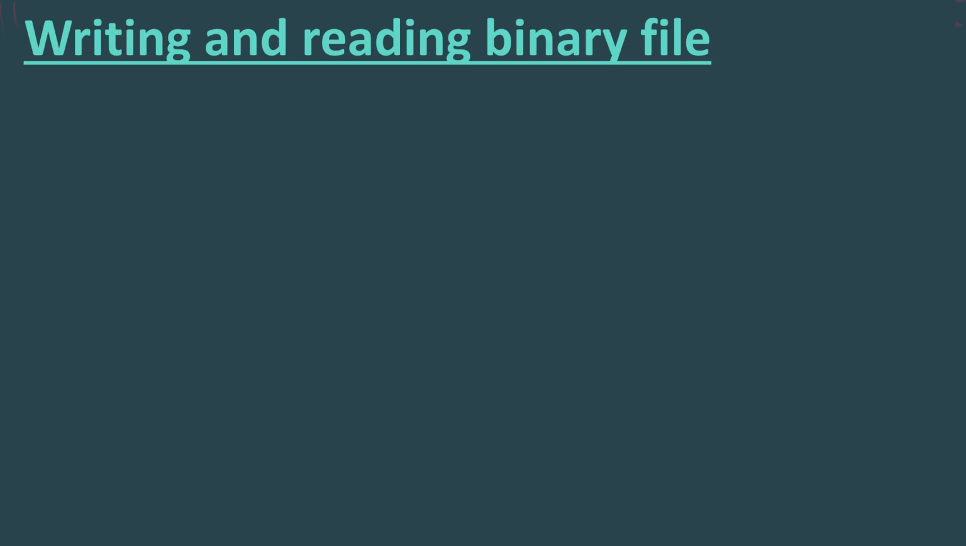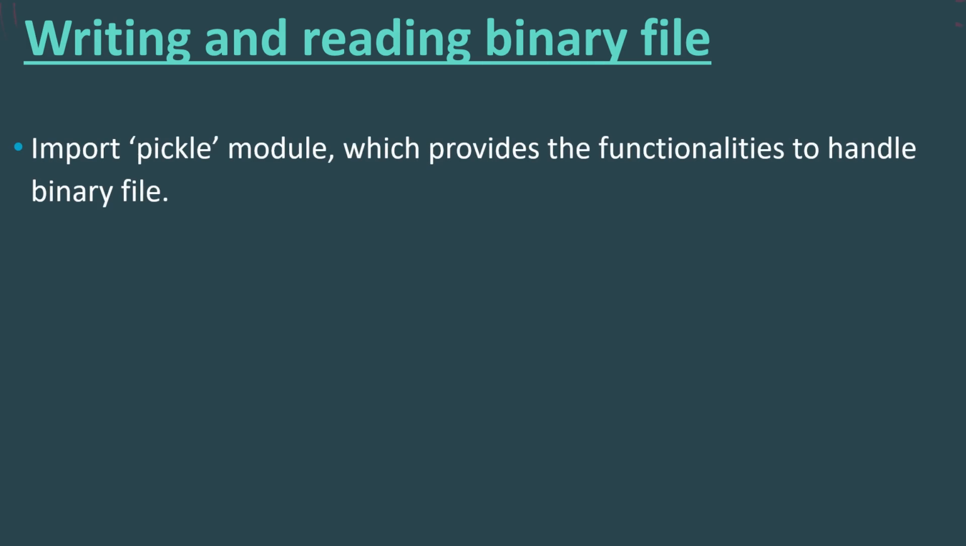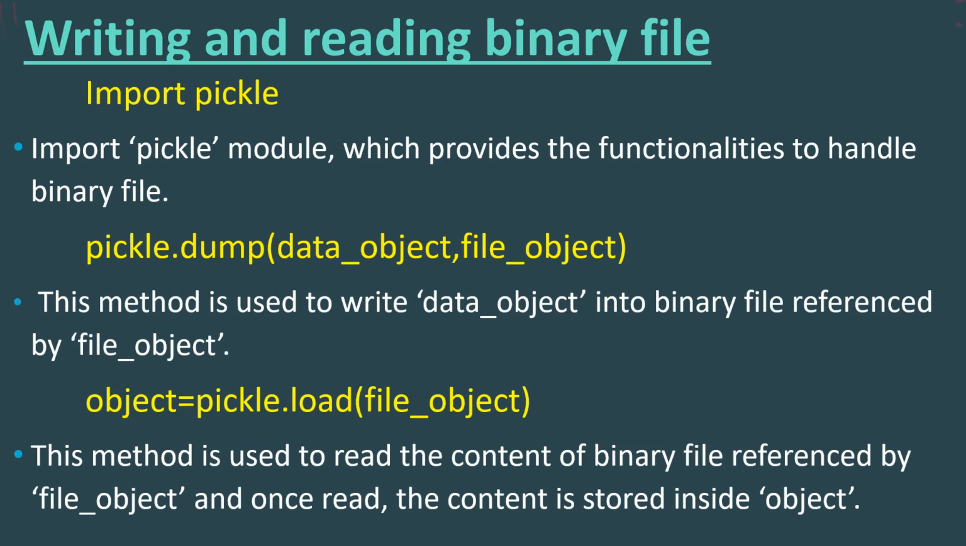Now we'll discuss how to do writing and reading operations in a binary file. So first thing that you have to do is to import the pickle module. That is the first thing. This module provides the functionalities to read and write the binary file. Then the next thing is that if you want to write some data into the binary file, then you have to write in the form of a data object. That data object can be a list, can be a dictionary like this.